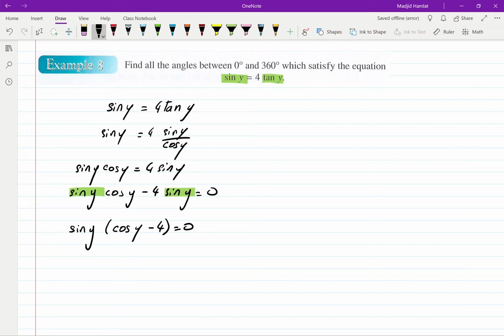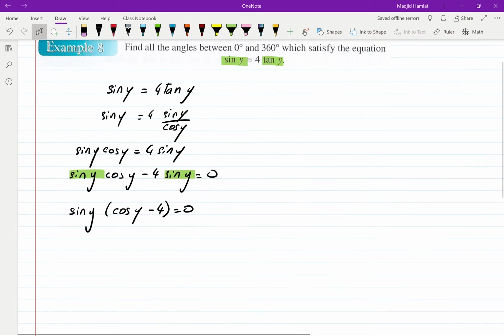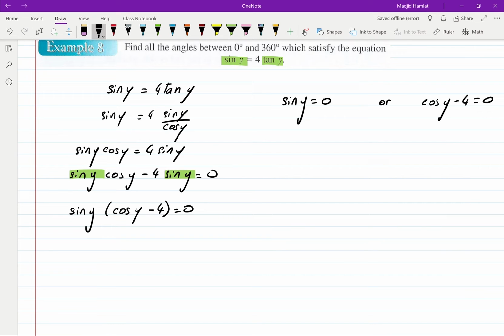Now we have a product of two factors equal to 0, which means that each of the factors can be equal to 0. So we can write sin y equals 0 or cosine y minus 4 equals 0. Cosine y minus 4 equals 0 is equivalent to cosine y equals 4. If you remember, the range of the function cosine is between -1 and +1, meaning that cosine of y can never be equal to 4. So there is no solution for cosine y equals 4.